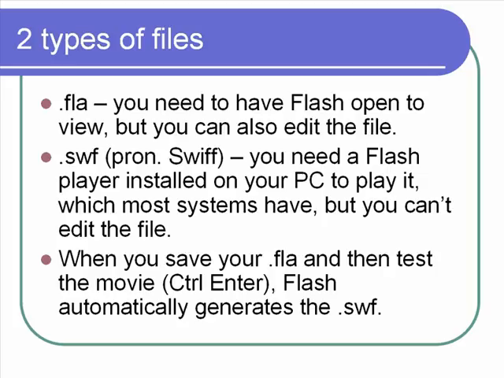So let me tell you about the types of files that there are in Flash. There's two types. There's a FLA, and you have to have the software open to view it before you can see it, but you're also able to edit the file. Or there's a SWF, and you need a Flash player installed on your system to play it, which most systems do, or you can go to Adobe and download the Flash player, but you can't edit the file. And when you save your FLA and then test the movie, which is Control-Enter, Flash automatically generates the SWF.